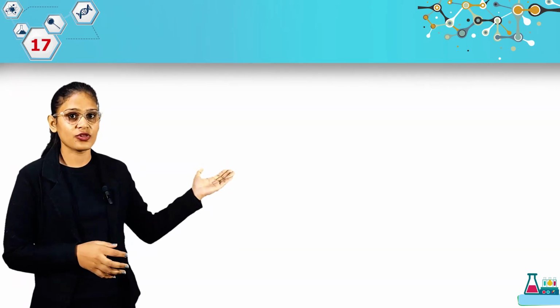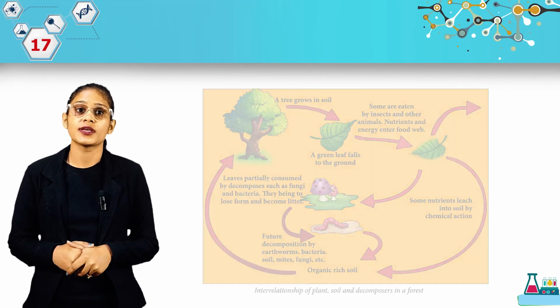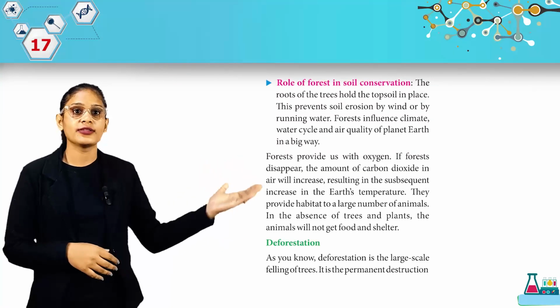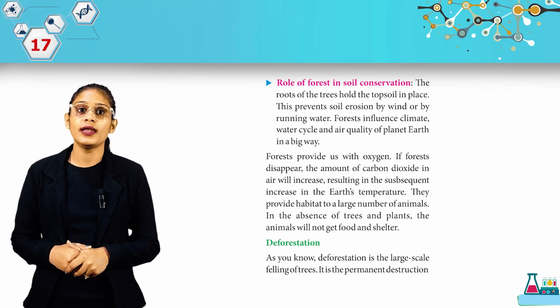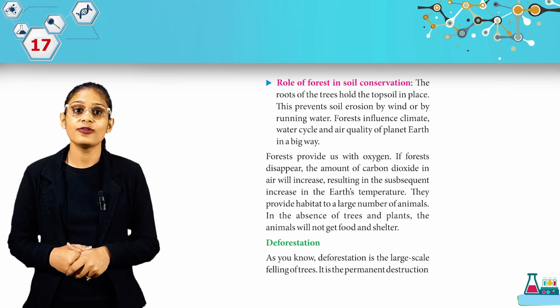Now students, look at this picture. We have interrelationship of plants, soil and decomposer in a forest. Here, role of forest in soil conservation. The roots of the trees hold the topsoil in place. This prevents soil erosion by wind or by running water.